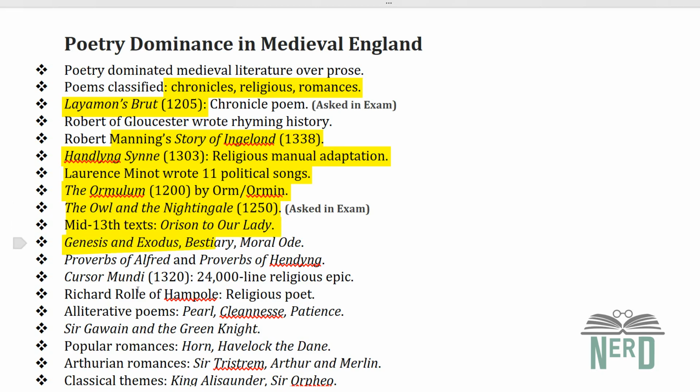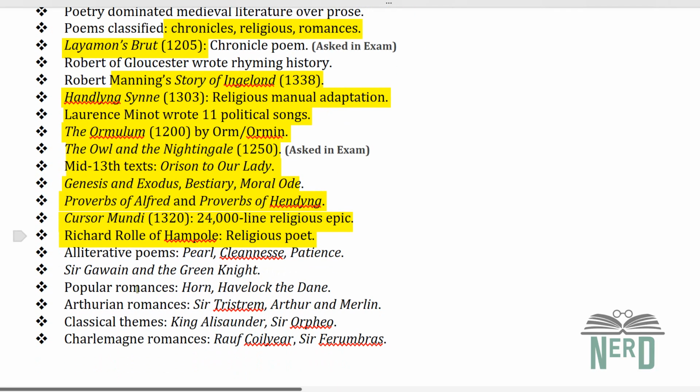Other mid-13th century works include Orison to Our Lady, Genesis and Exodus, the Bestiary, the Moral Ode, Proverbs of Alfred, and Proverbs of Hending. Later, Cursor Mundi from around 1320 gave us a vast religious epic of 24,000 lines in a northern dialect. Richard Rolle of Hampole, who died in 1349, was another notable poet of religious devotion.